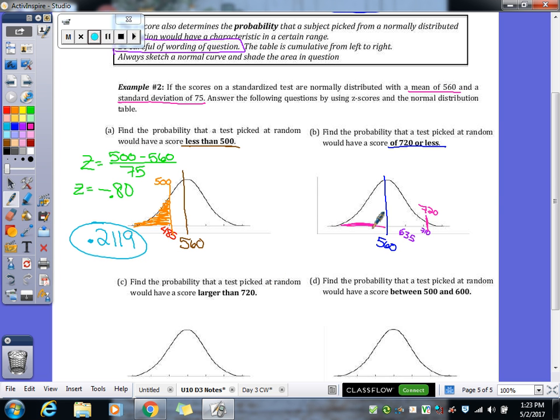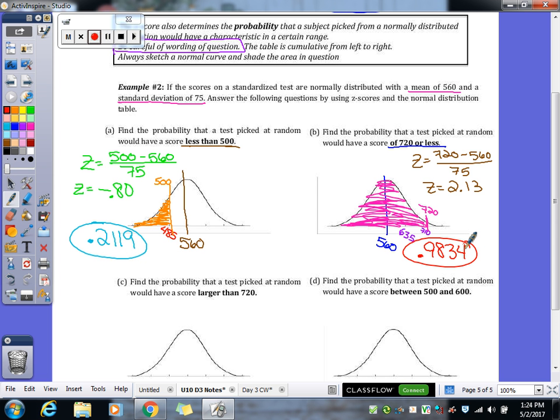And we're looking for 720 or less. So just based on my shading, our probability should be what? A pretty big number, right? So let's calculate our z-score first. So our value minus our mean divided by our standard deviation. So what do we get as our z-score? 2.1333333. So 2.13. Remember, z-score is always to the nearest hundredth. So then look on your chart to 2.13, and that'll be our probability of getting a 720 or less. 0.9834.